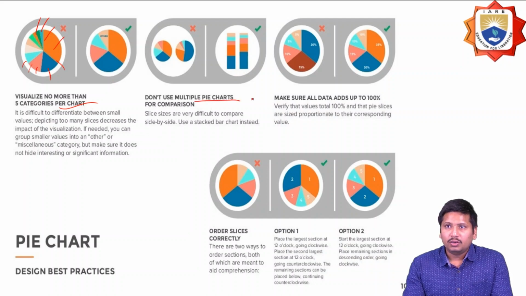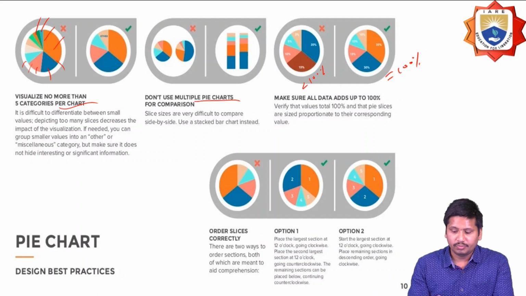Make sure that all the data adds up to 100%. The percentages we calculate should not be below 100%, it should be equal to 100%. All the time we have to verify that the values I consider match 100%, and the sum of all the segments should match 100%.